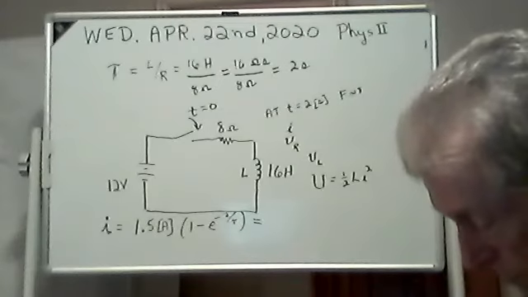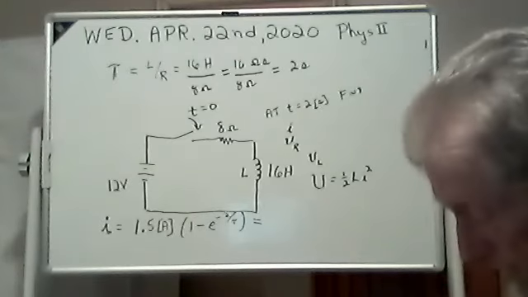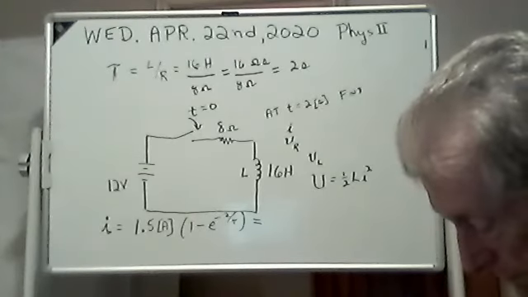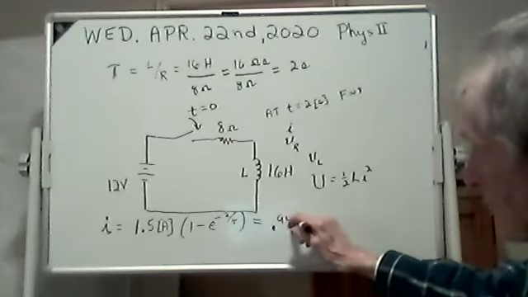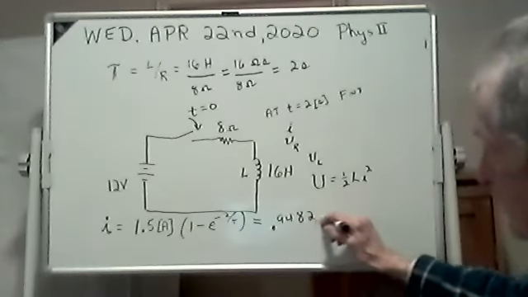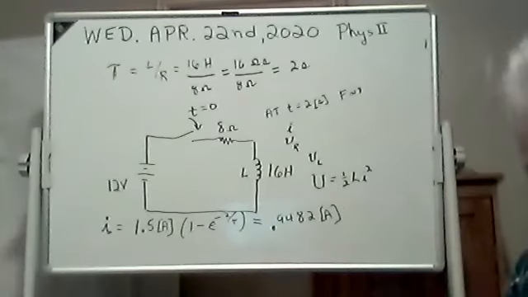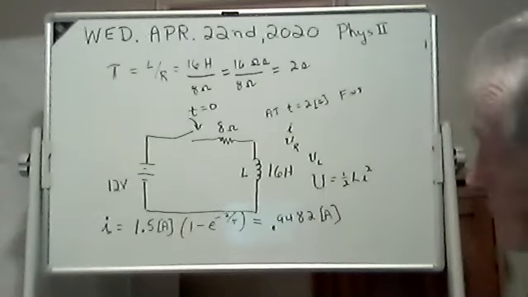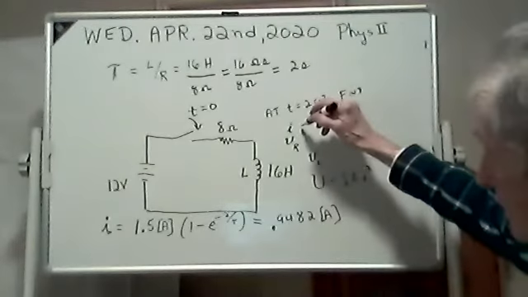And then you subtract it from 1, times 1.5. Okay, I'm getting 0.948. We'll round it off to 2 amps. We just got the current at 2 seconds. Now, we did that. Yay, check.